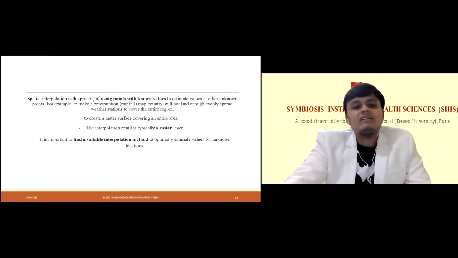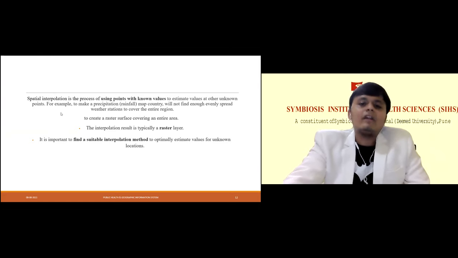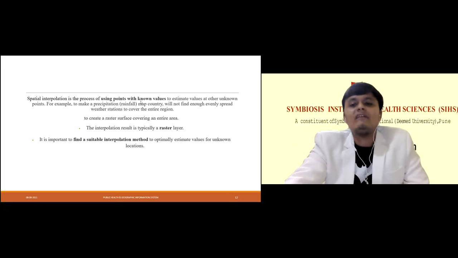Spatial interpolation is nothing but a process of using points with known values to estimate the values at other unknown points. For example, if we want to make a rainfall map for the country, and I am living in a state known as Gujarat, and I have only one weather station, I will use the points and known values from that one weather station to estimate the values at other unknown places in my state. It will create a raster surface covering an entire area. I will be discussing what a raster surface is, and the result of spatial interpolation is a raster layer.